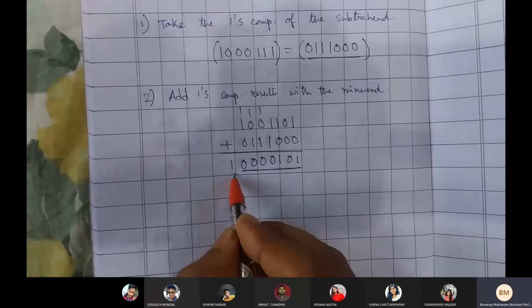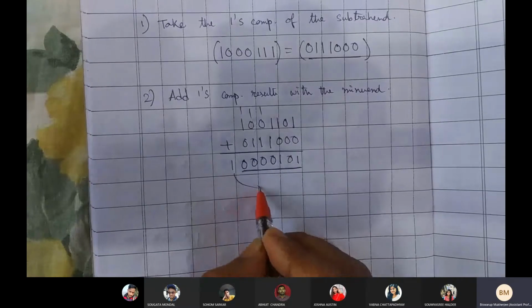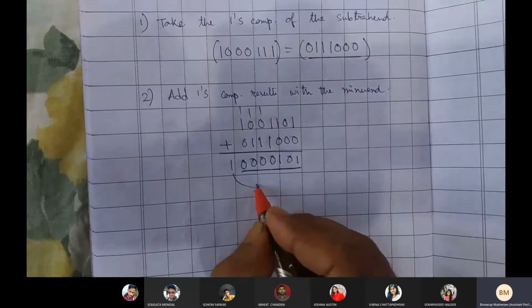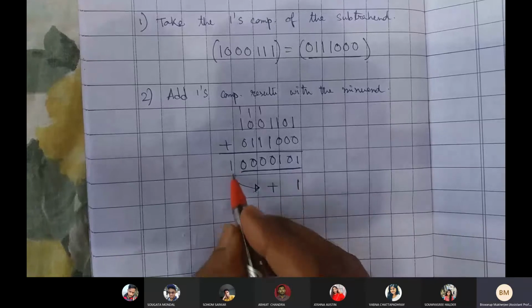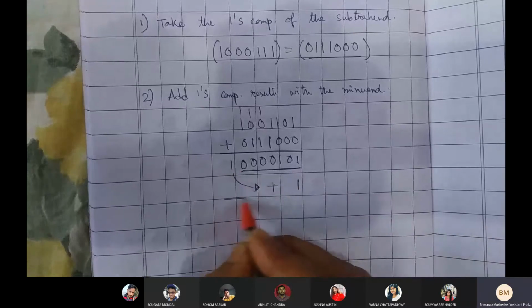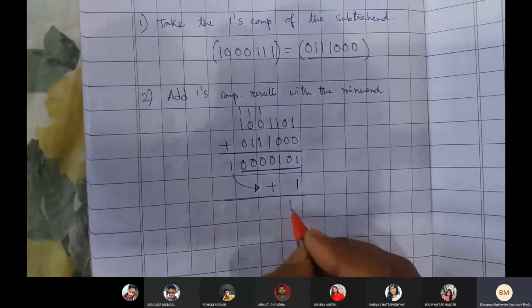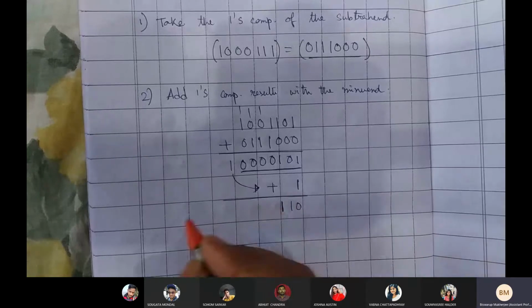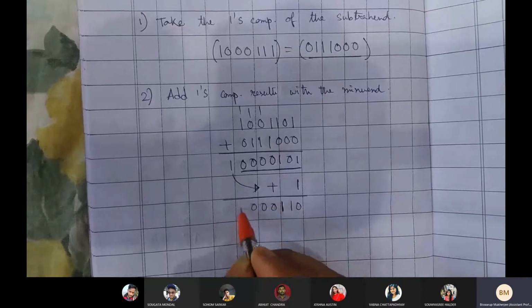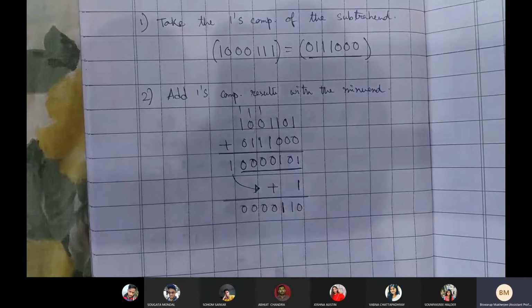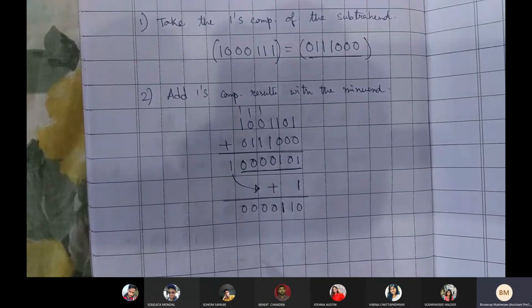This is the carry. Carry should be added. Again, the same thing. As the carry has been generated, we should add this one. So this one is coming right over here. Add it. 1 plus 1 is 10, that is 1. Rest left hand side 4 zeros. You can write it down. You can omit those 4 zeros also. No problem. So this is my final result.